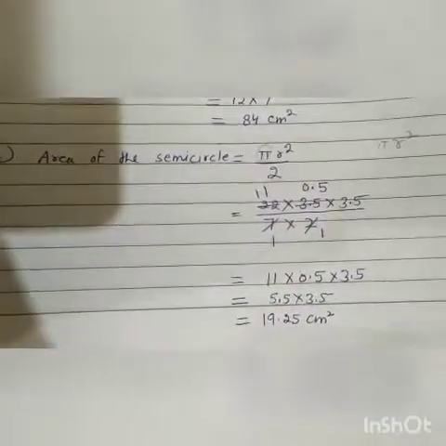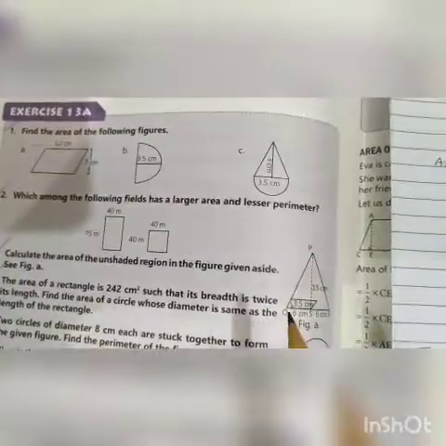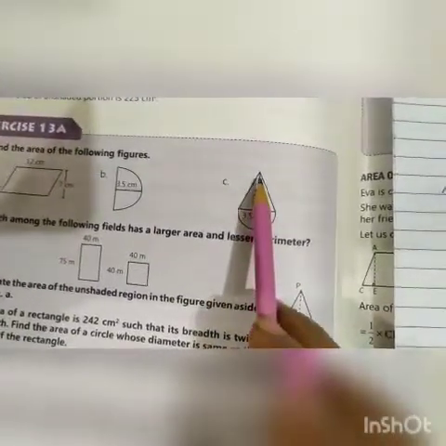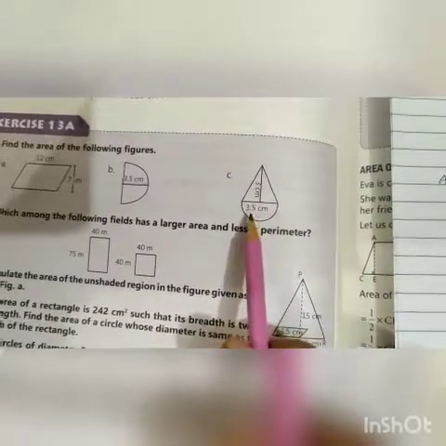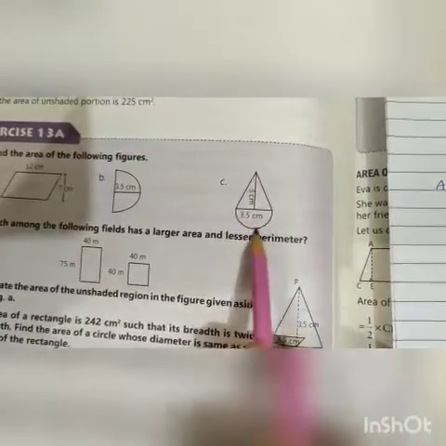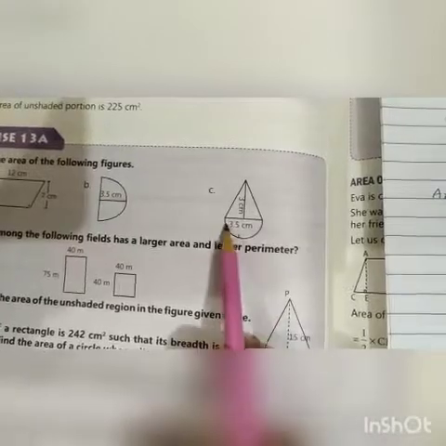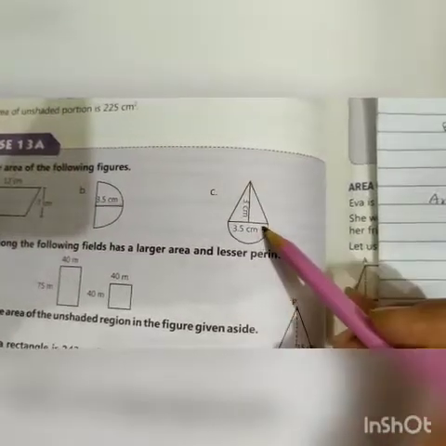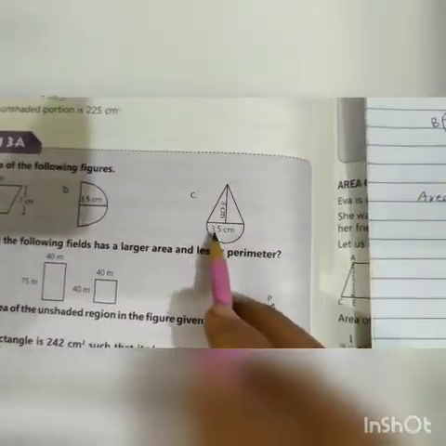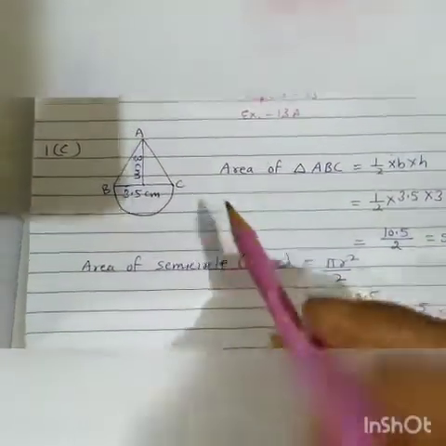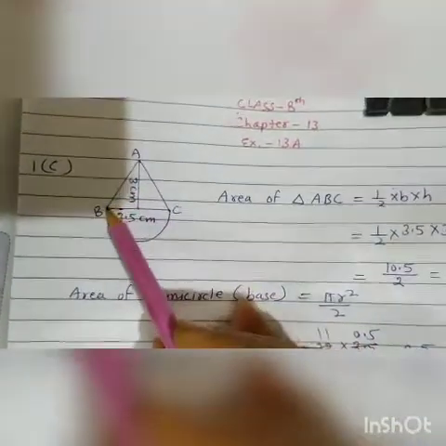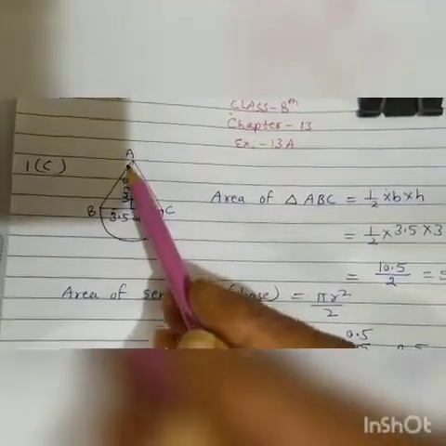Come to C part. See here, this is the figure for C part. In this figure, two shapes are joined. This base is semicircle and this upper part is triangle. So see here how we will find the area of this figure. First we will find the area of this upper portion, that is triangular.